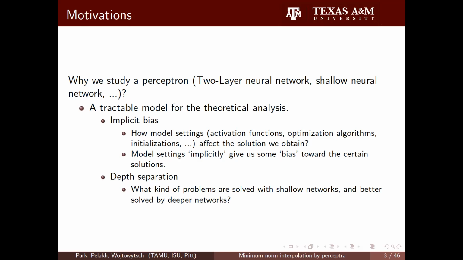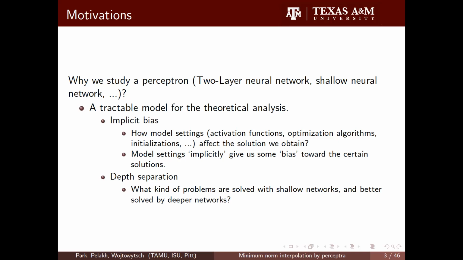For example, one thing we can obtain from shallow neural networks is a concept called implicit bias, which was also in my title. Implicit bias means how the model settings of the neural network, for example, how you choose the activation function, the depth of the neural network, which optimization algorithm you use, affect the solution we obtain. The term implicit bias comes from these model settings implicitly giving you some bias towards a certain solution.